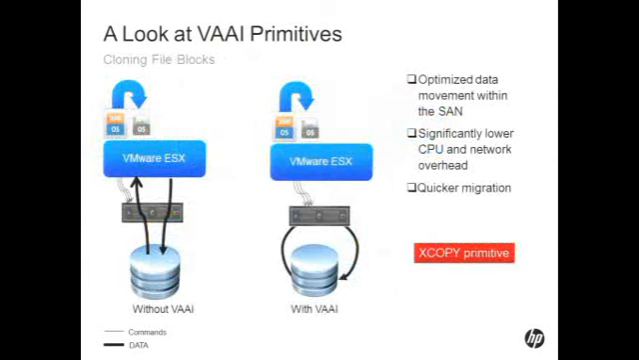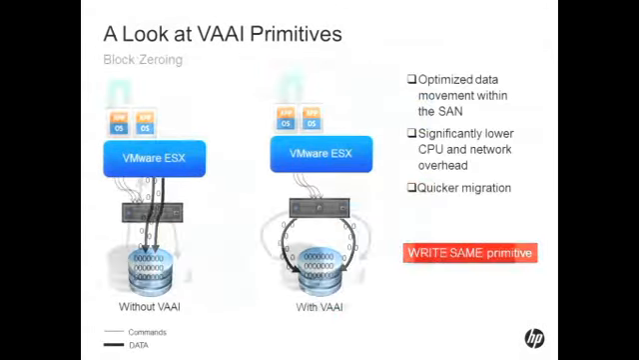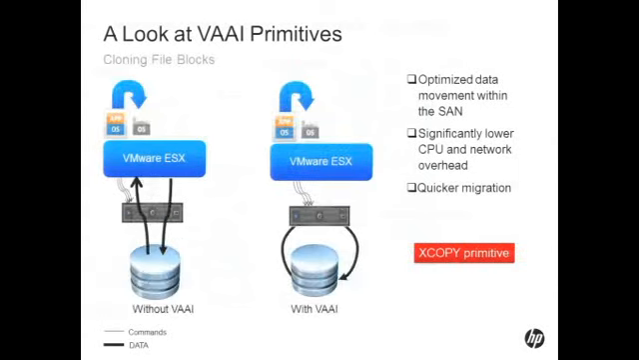Here's a pictorial example of an Xcopy primitive, a full copy. Without VAAI, normally when you issue a copy, a clone of a virtual machine for example, ESX would have to issue multiple SCSI commands to acquire a lock, and then read data from the storage array into ESX, and then write out to the specific block being requested. So a lot of SCSI commands are required.